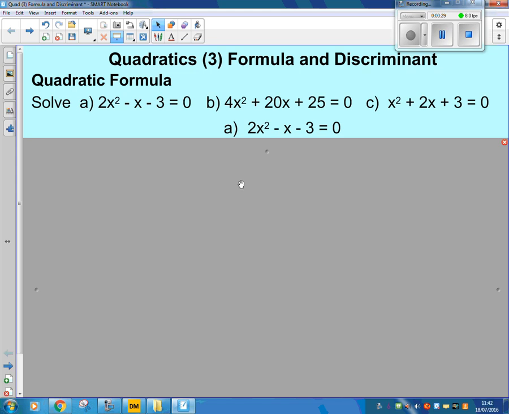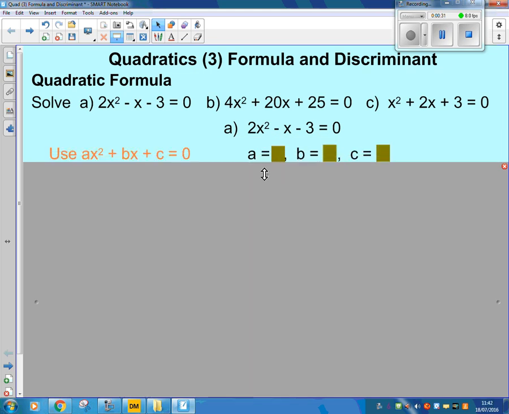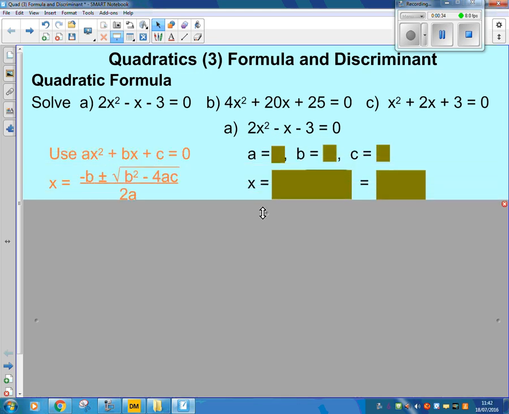2x squared minus x minus 3 equals 0. We can use the quadratic formula, and that means if you've got ax squared plus bx plus c is 0, then x is equal to minus b plus or minus the square root of b squared minus 4ac over 2a, and you need to learn this formula. Right, first one. Let's find a, b and c, and we've got to be careful with the signs.